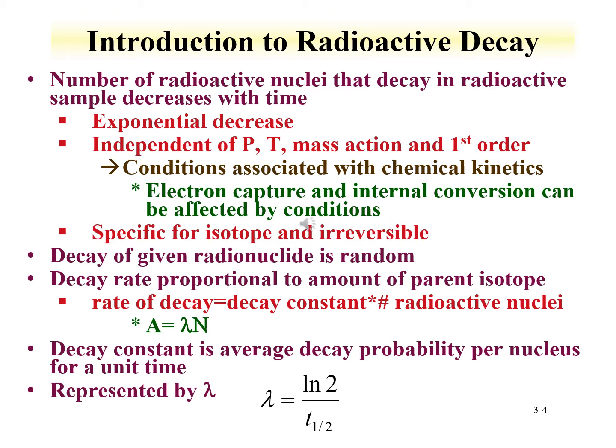The decay rate is proportional to the amount of the parent isotope, so the decay rate is equal to the decay constant times the number of radioactive nuclei. In other words, the counts per second, this is my activity, is the decay constant times the number of atoms. My activity decreases as the number of my radioactive isotopes decreases. The decay constant is the average decay probability per nucleus for a given time. And that's what our decay constant is, log 2 divided by half-life. We've discussed how to do these calculations in a previous lecture.